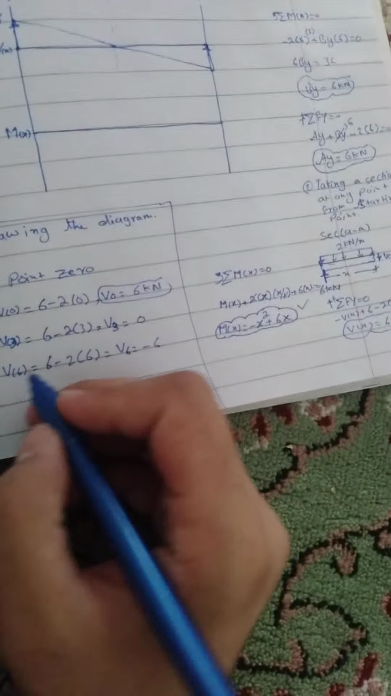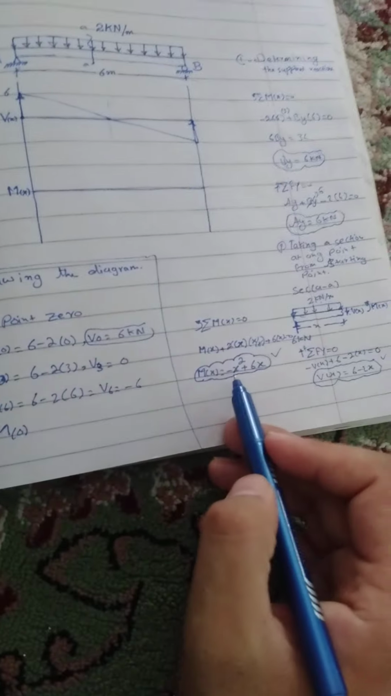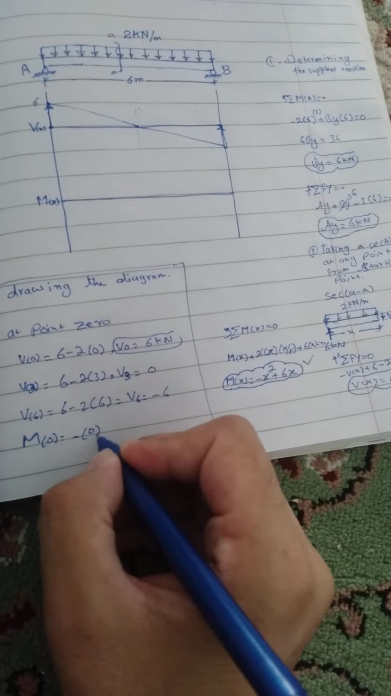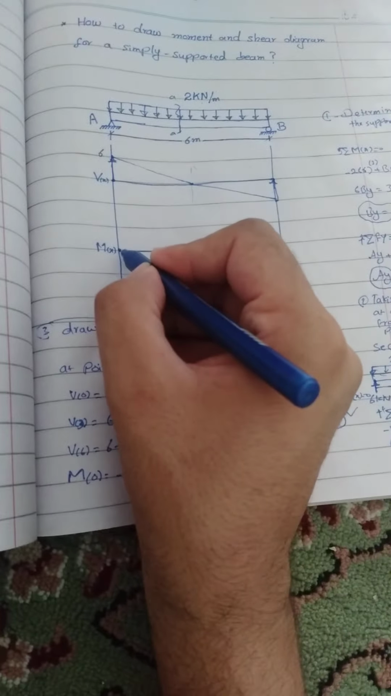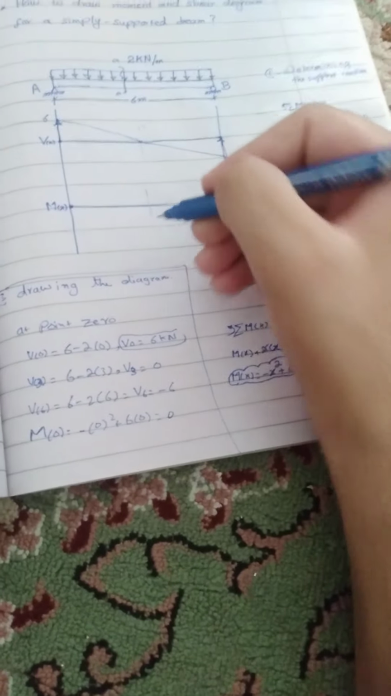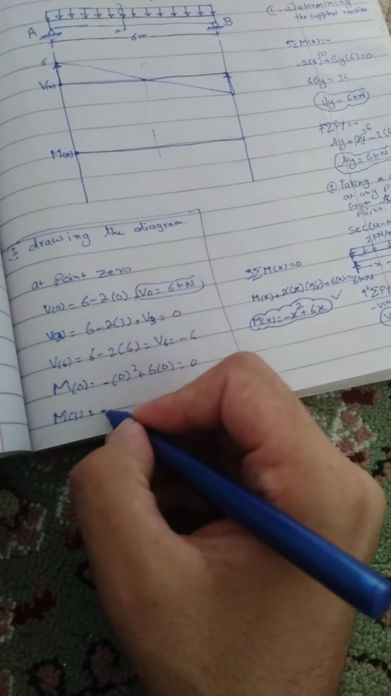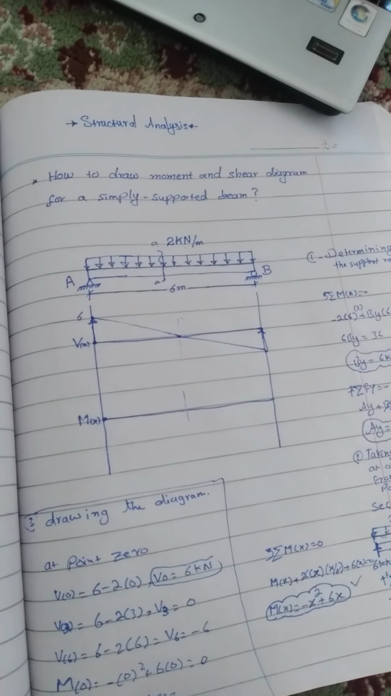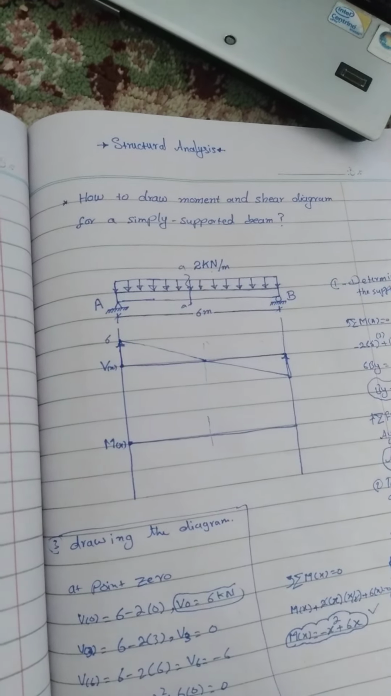And now for moment at point 0, we have the equation minus x squared plus 6x equals minus 0 squared plus 6 multiplied by 0, which equals 0. So at point 0 we have 0 moment. Now at point 3 we have minus 3 squared plus 6 multiplied by 3, which equals plus 9.